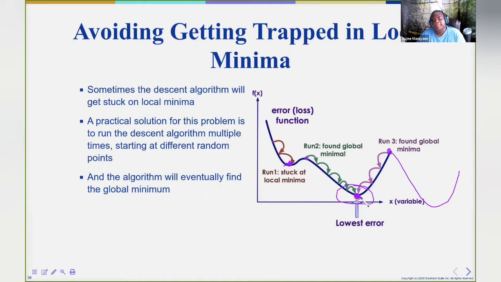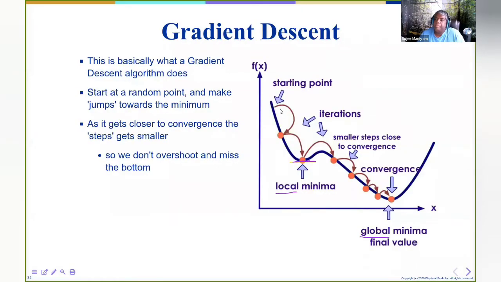That's it. So this whole thing is how gradient descent works. Again, very simple. We start at a random point, keep jumping until we find the lowest point.